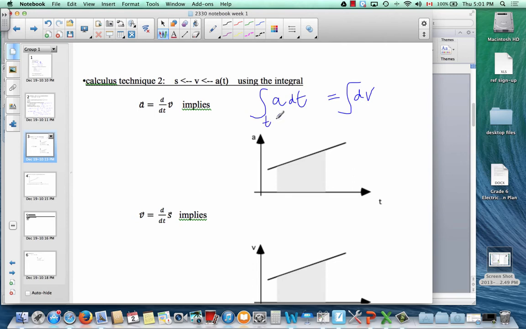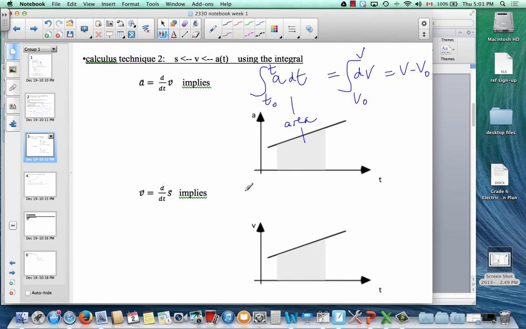So integrating from an initial time to a final time, this side's a velocity integral. And the integral of dv is really easy to do. It's just v. Then you've got to put in your upper and lower limits and subtract. Now, of course, this interpretation here, integral a dt, is just the area under an acceleration time graph. So the area under an acceleration time graph tells us the velocity change delta v.